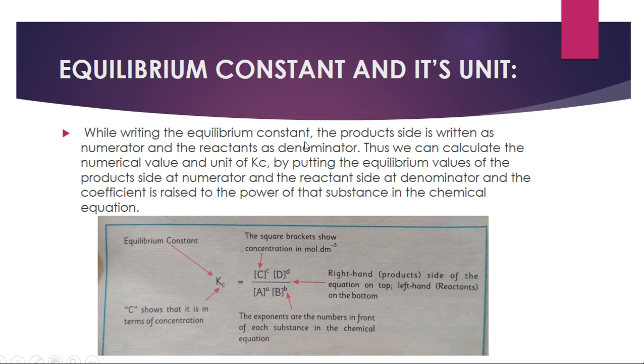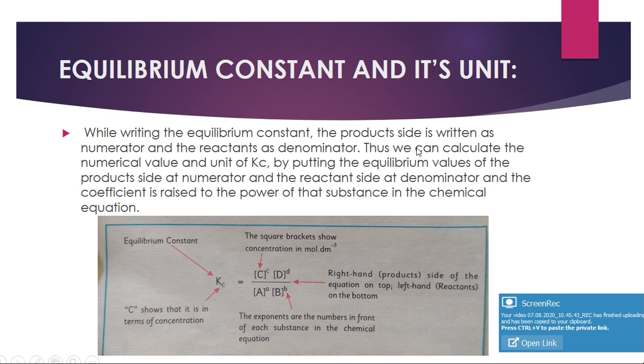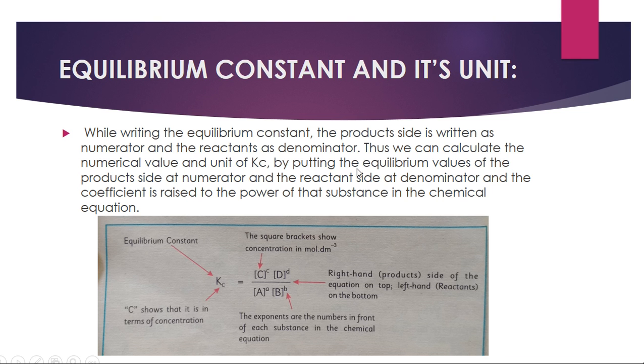While writing the equilibrium constant, the product side is written as numerator and the reactant side as denominator. Means the products above and the reactants below. Thus we can calculate the numerical value and unit of Kc by putting the equilibrium values of the product side at numerator and the reactant sides at denominator, and the coefficient is raised to the power of that substance in the chemical equation.